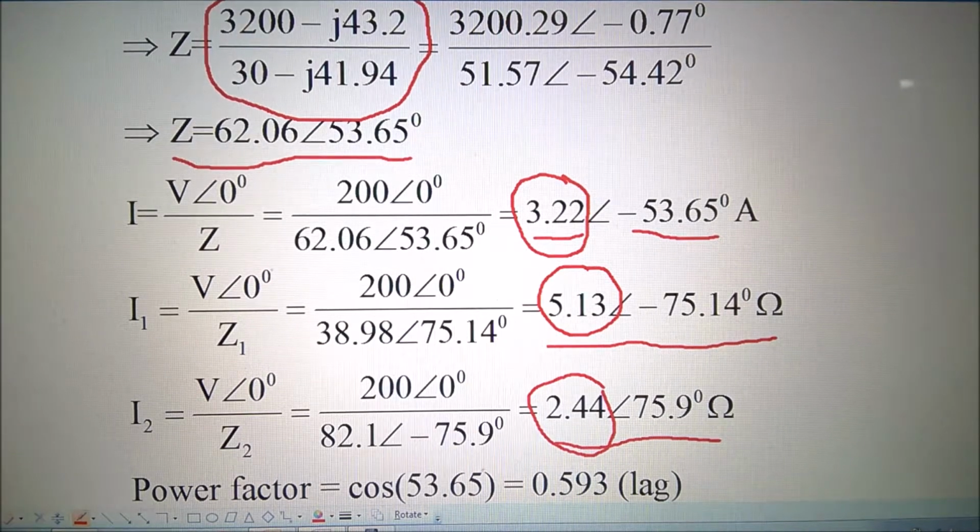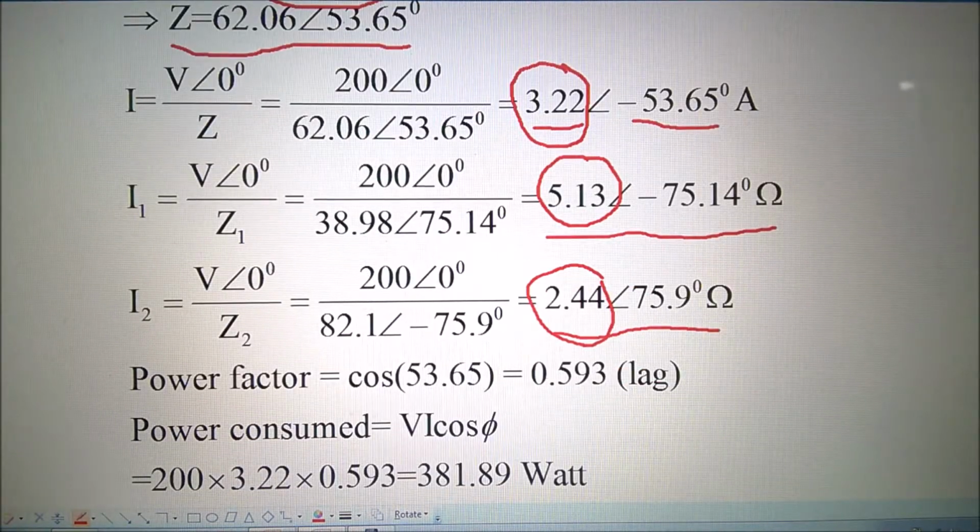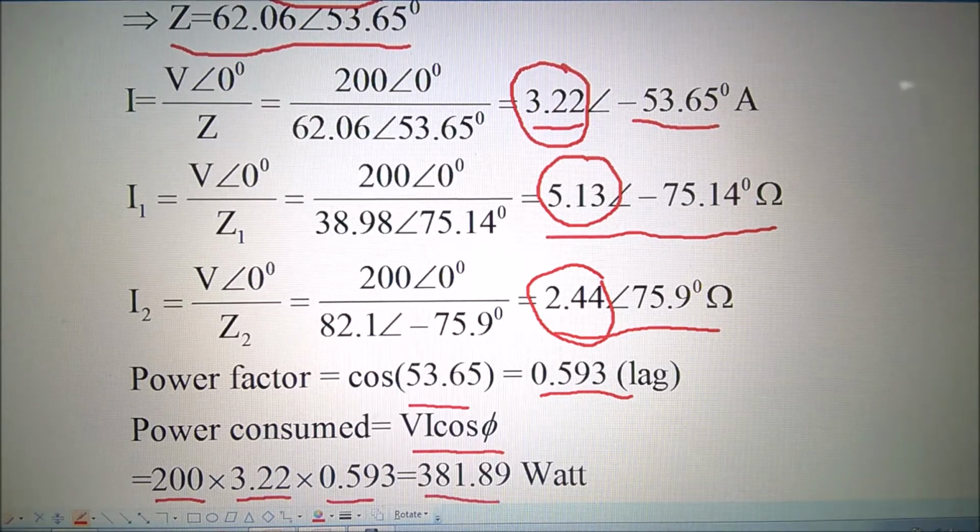Now after that we'll see what the power factor is. Power factor is the cosine of the angle between voltage and current. Therefore it is 53.65, and because the current is lagging, I put the lag in brackets. And power consumed is VI cos phi. V is the RMS value here, and 3.22 is the RMS value of the current, and the power factor. Then we found the power consumed.